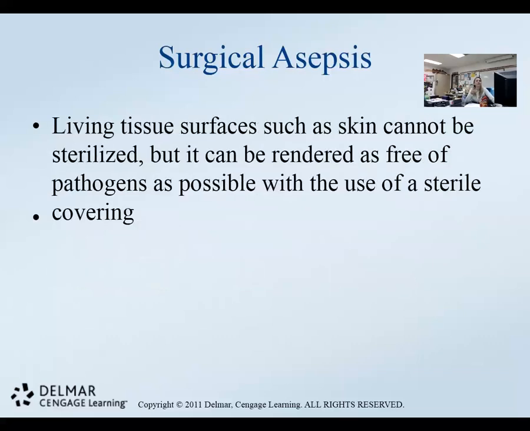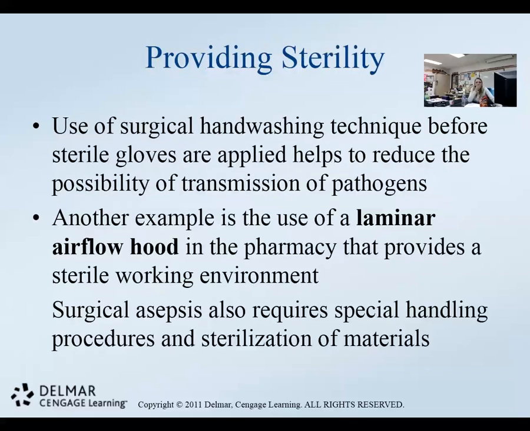Living tissue surfaces, skin cannot be sterilized, but you can use it with a sterile covering, like sterile gloves. Providing sterility. So use of surgical hand washing technique before sterile gloves are applied. So wash your hands really good, apply sterile gloves. Another example, and this is something that you guys will definitely see on your test Friday, is the use of a laminar flow hood. This provides a sterile working environment, and you're going to need to know that. A laminar flow hood provides a sterile working environment.